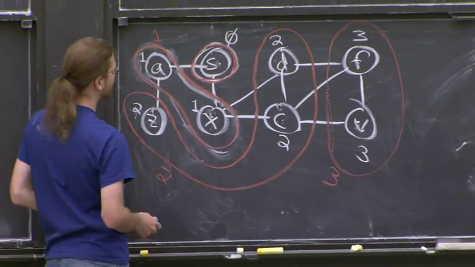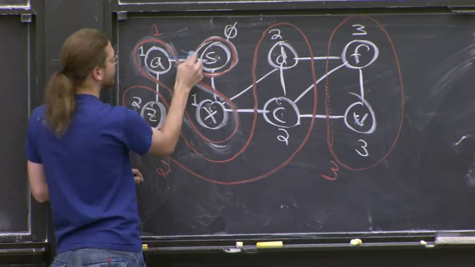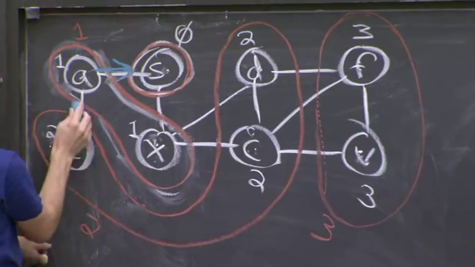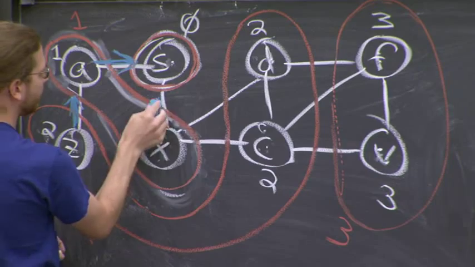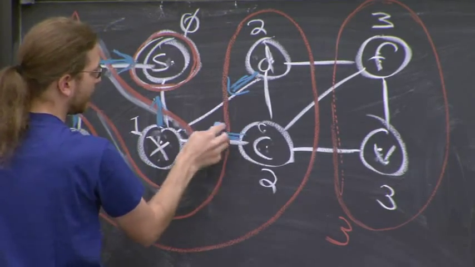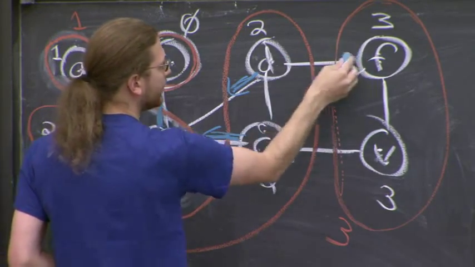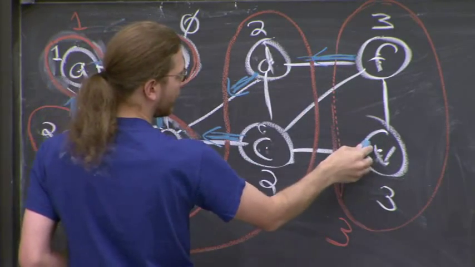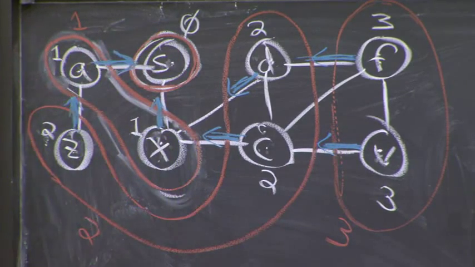Let's see. So we have S. When we visited A, then the parent of A would become S. When we visited Z, the parent of Z would be A. Parent of X is going to be S. Parent of D is going to be X. Parent of C is going to be X. Parent of F, it could have been either way, but the way I did it, D went first. And so that became its parent. And I think C was V's parent. OK, so that's what the parent pointers will look like.